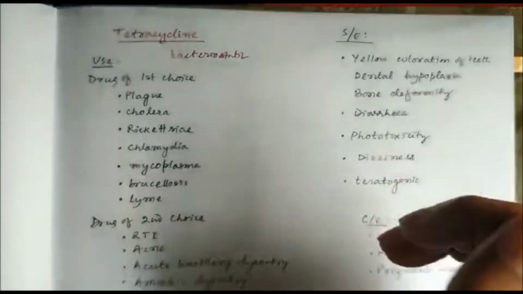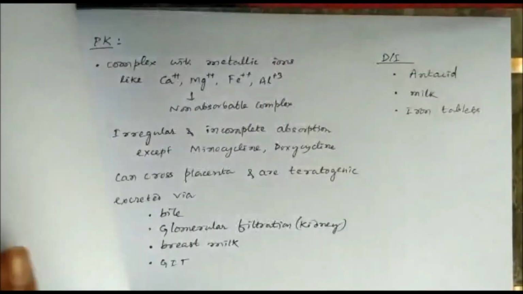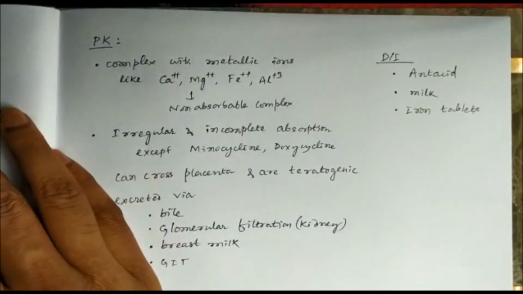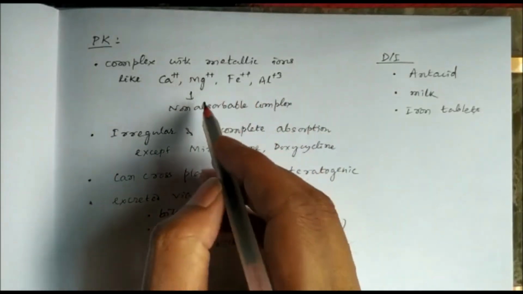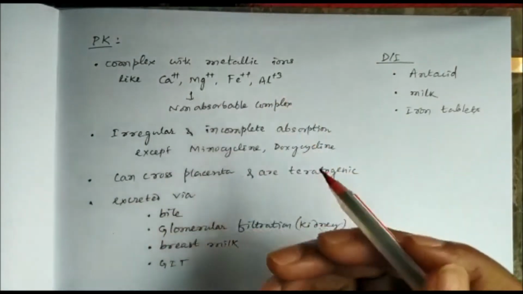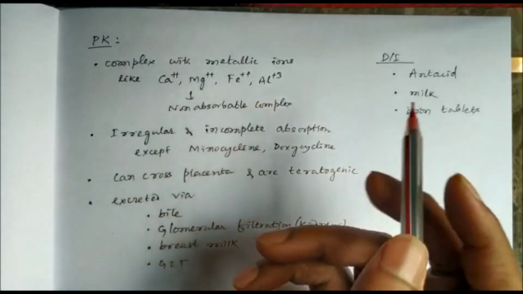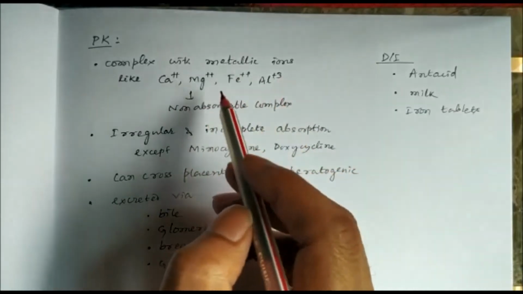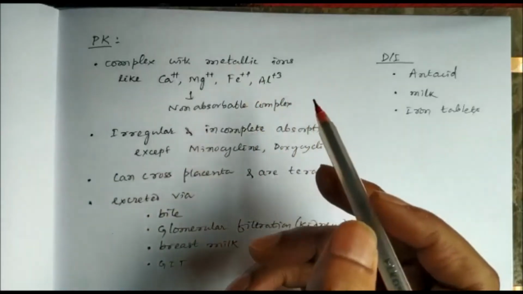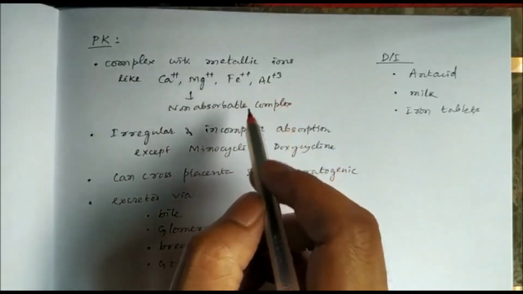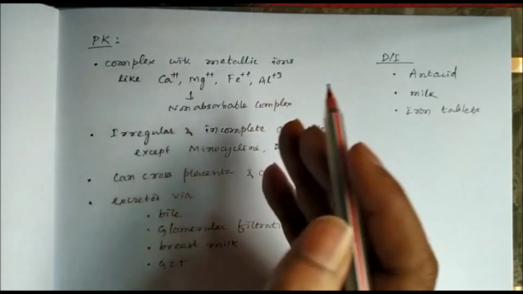and they have many side effects. So why are there side effects? Let us first discuss the pharmacokinetics. Tetracycline forms a complex with metallic ions like calcium, magnesium, iron, aluminum, and this forms a non-absorbable complex. So if these metallic ions are simultaneously administered with tetracycline, there will be formation of a non-absorbable complex, and that will lead to inefficacy of tetracycline antibiotics because they are not absorbed.